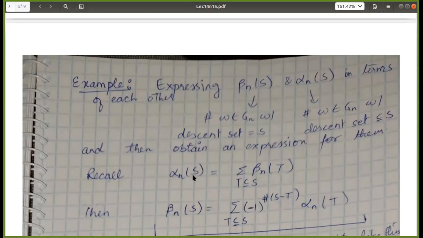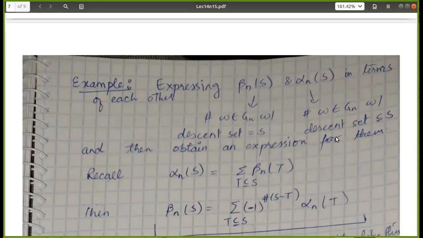Okay, so this is actually coming from the dual version of the principle of inclusion exclusion. Because alpha n of S actually has the information of the elements whose descent set is a subset of S. So you are approaching from bottom to top. Just to recall quickly, beta n of S was the number of permutations whose descent set was exactly equal to the set S, which is in the picture for you. And alpha n of S was the number of those permutations whose descent set was a subset of S.